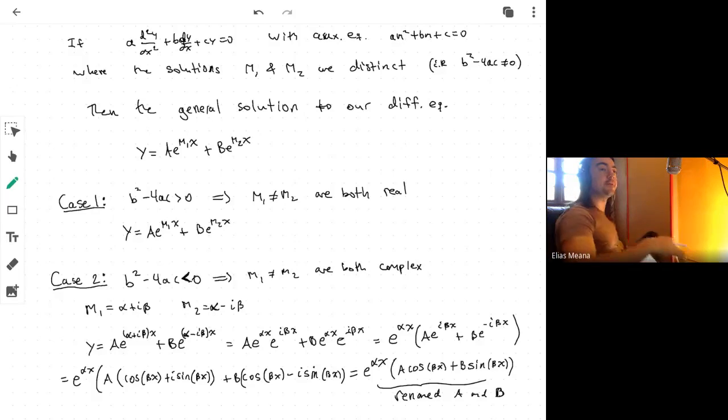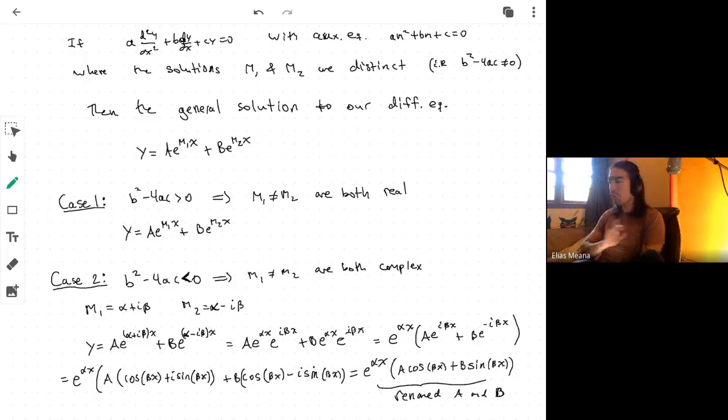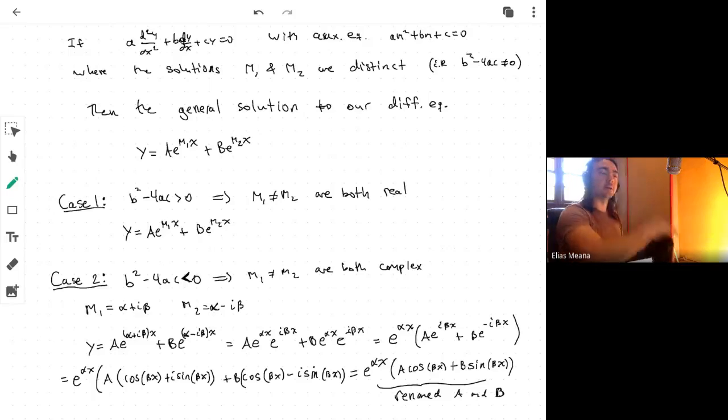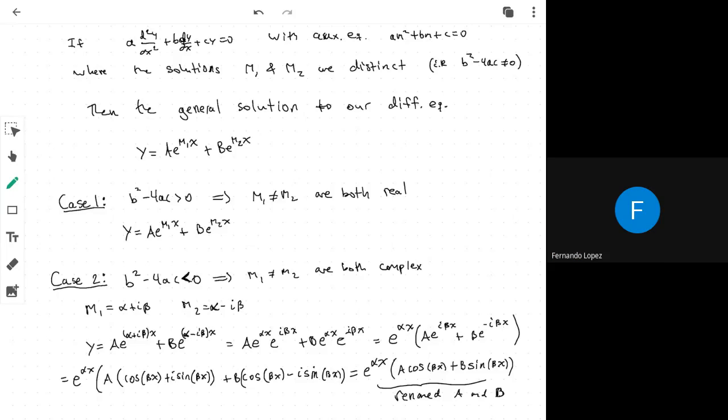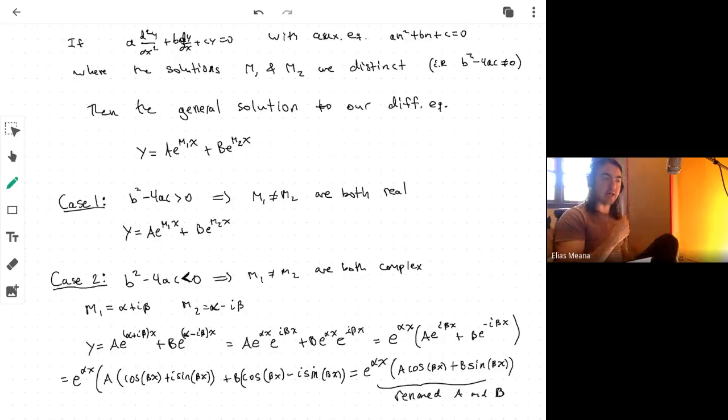All right. So this is a full classification, a fully completed classification of the solutions to second order linear differential equations with constant coefficients that are homogeneous, with the roots of the auxiliary equation being distinct. Okay, so if M1 is not equal to M2, this is a full classification of the solutions. All right, does that make sense so far? Any issues with the last line of algebra that I did there?